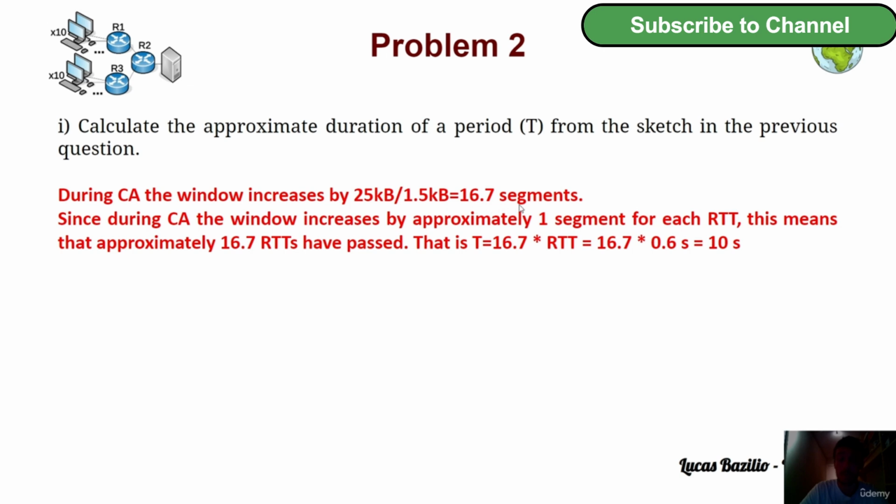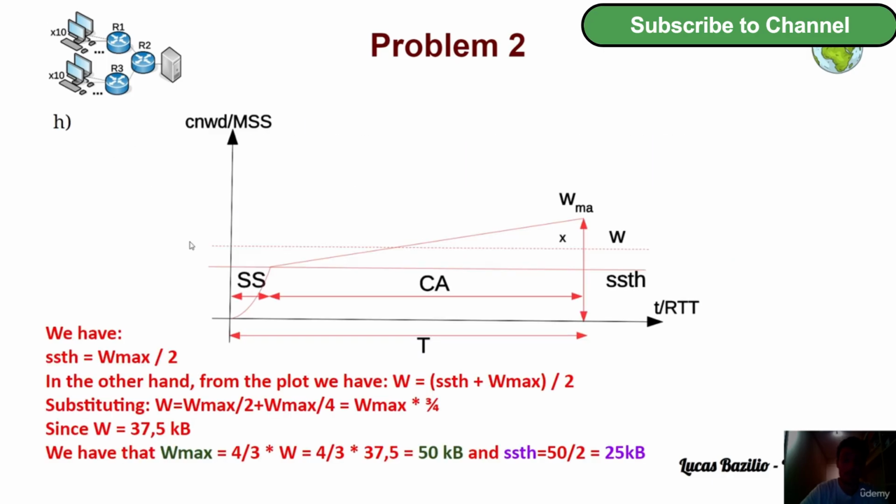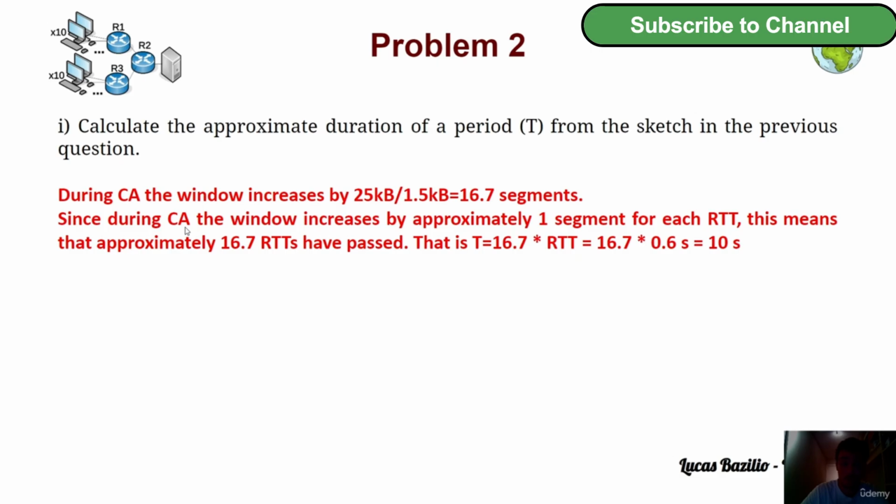So 16.7 segments. And remember, this is a fundamental notion about slow start and congestion avoidance. Since in this sketch the vertical axis, the y-axis, is the congestion window divided by the maximum segment size, this means that during the congestion avoidance phase, the congestion window is going to increase by approximately 1 segment for each round trip time. So what consequence does this give us? Well, the conclusion is that approximately 16.7 round trip times will have passed.